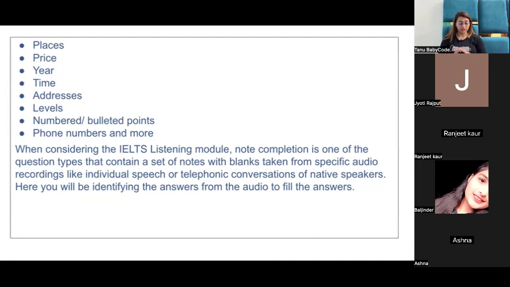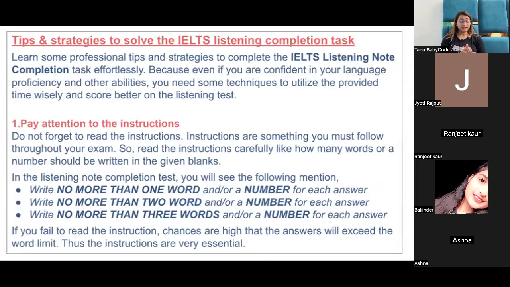fill in your answers. Now let's look at some of the tips and strategies to solve the listening completion task, right? Now the first thing is you will look for some tips and strategies so that you can solve it, right? You need to be a little confident in your language proficiency also.